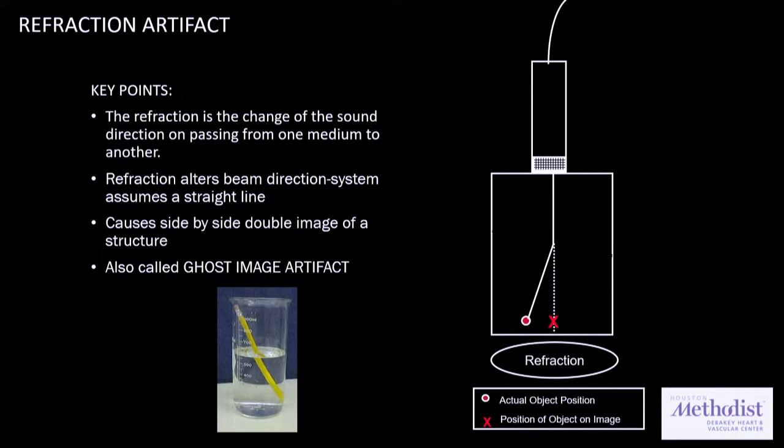Again, it alters the beam direction, so the system always assumes that it's a straight line, but if you see, it places a duplicate image right in that direction, right? That's also called a ghost image artifact, and if you see, the actual object position is here versus you see the reflected image on the other side. So it actually creates, in the same plane, the second image.